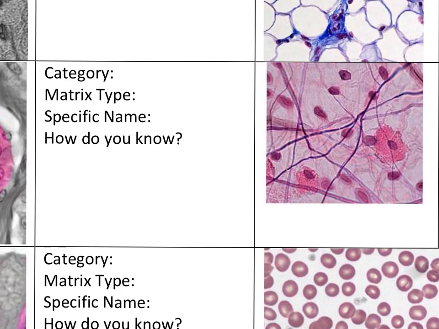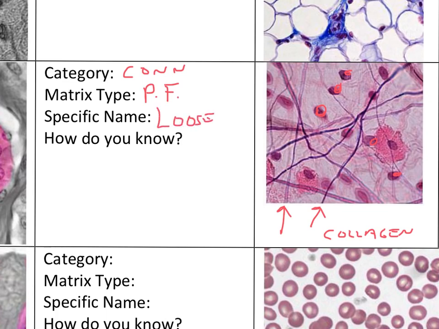Here, the individual protein fibers are showing up as pink and purple lines. Those would be strands of collagen, and occasionally some cells scattered within that collagen matrix. Once again, we are definitely talking about connective tissue. The presence of collagen, no indication of anything else, so we're going to say it's protein fiber, which I'll just abbreviate PF. Specific name, this is loose, also known as areolar.